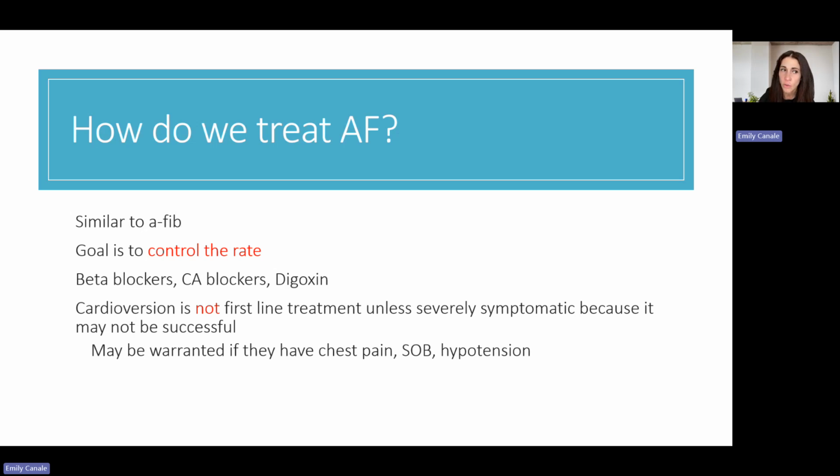They could do cardioversion for something like this, but it's not first line treatment unless the client is severely symptomatic because it's not as successful. It just does not work as well. What we really want to do is treat what caused this. So again, if this was caused because they have really high thyroid levels, then they're going to treat the thyroid problem, and that would result in the atrial flutter resolving too.